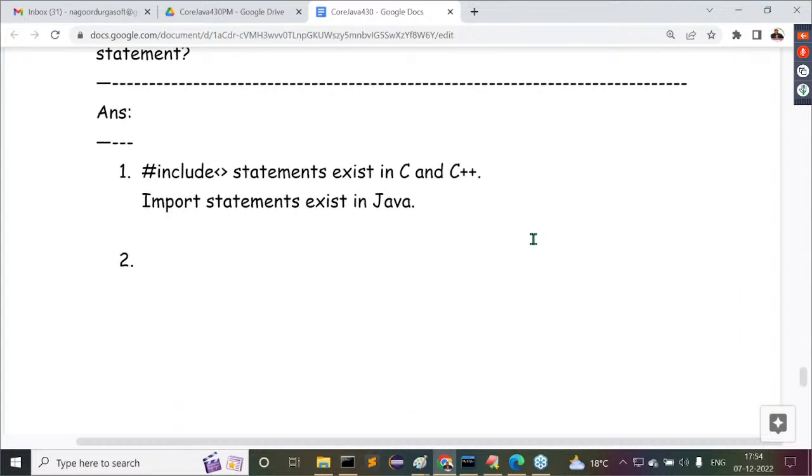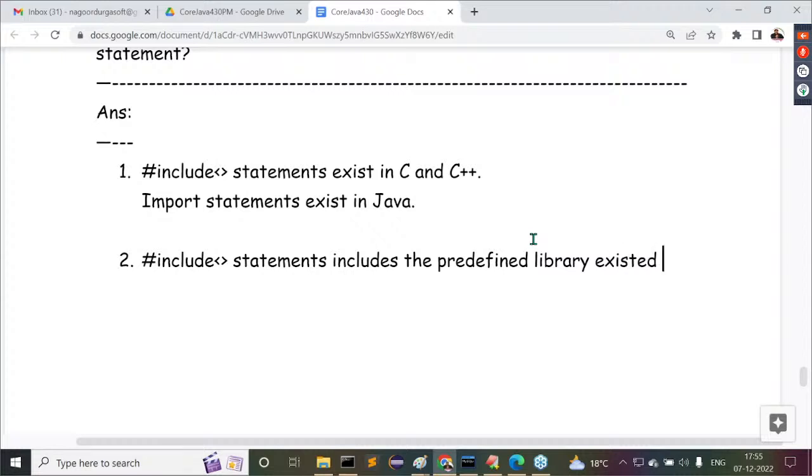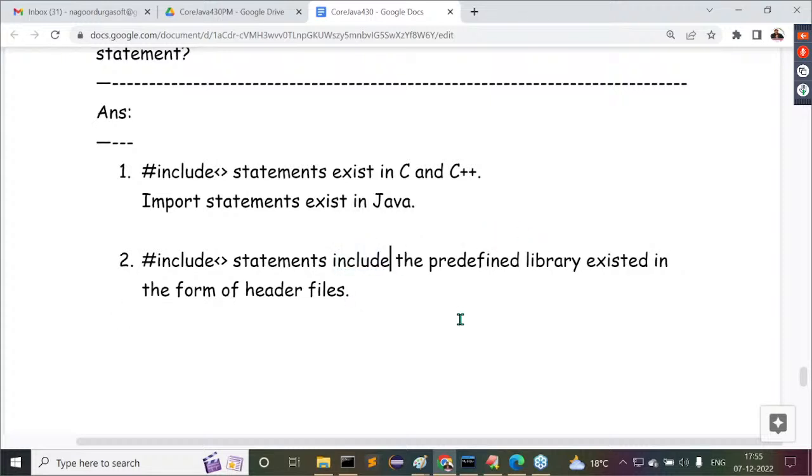Point number two: what actually are they including? Hash include statements include the predefined library existed in the form of header files. The predefined library which exists in header files is loaded into our C program.